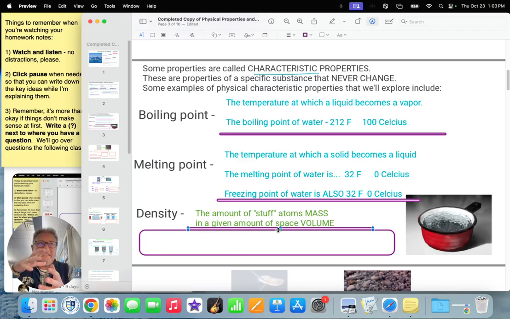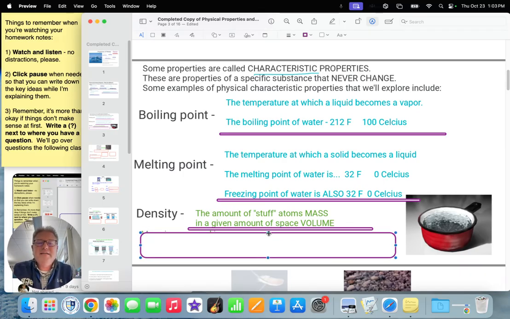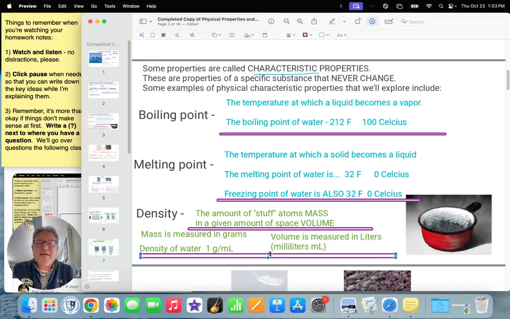And how much space it takes up we call the volume. That's how much space mass takes up. That ratio of mass to space we call density. And the density of water, let me back this up a little bit. We measure mass in grams, and we measure volume in liters or milliliters.